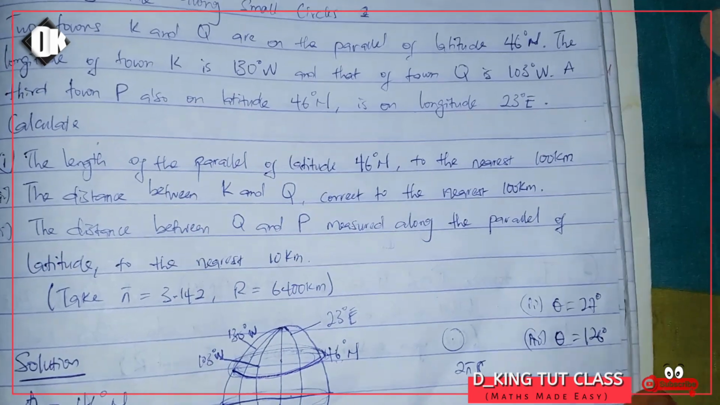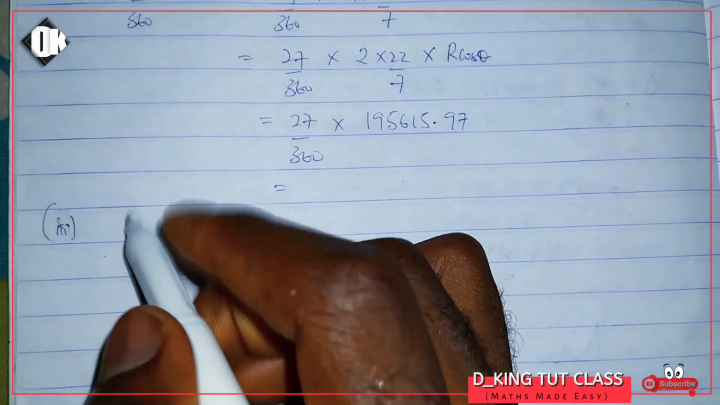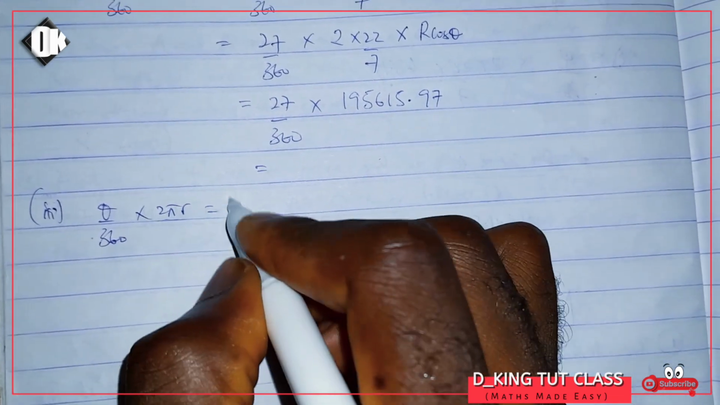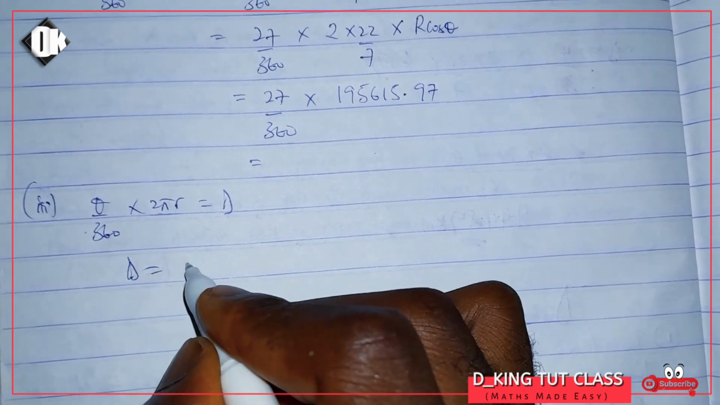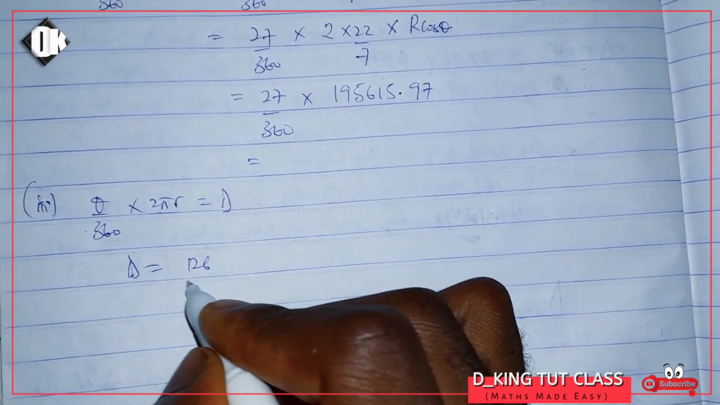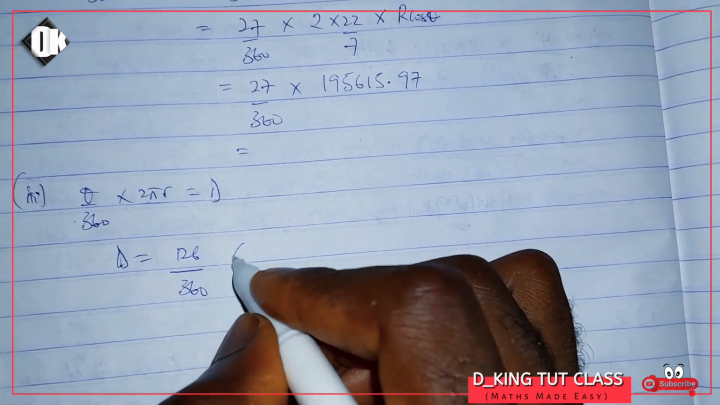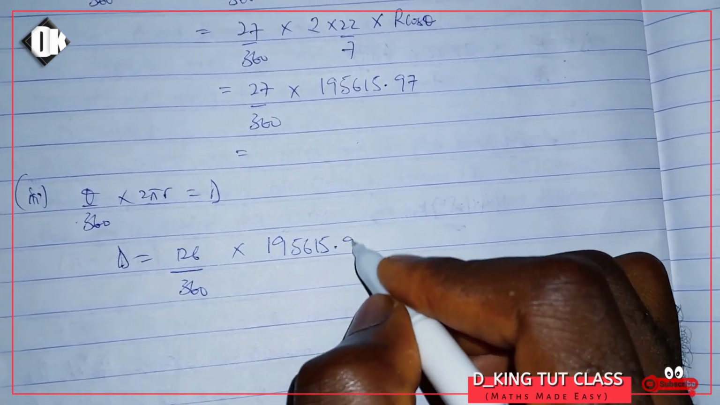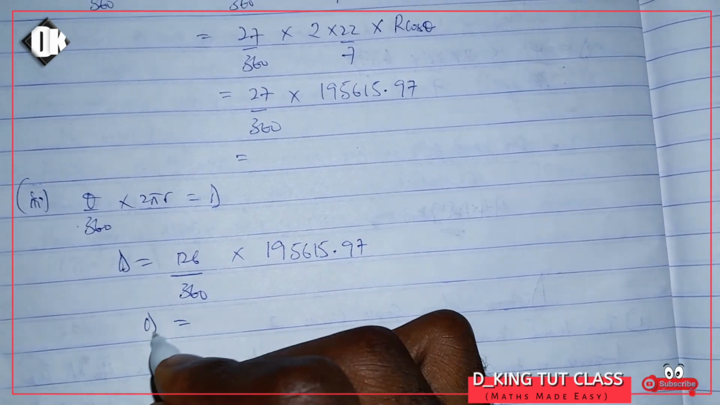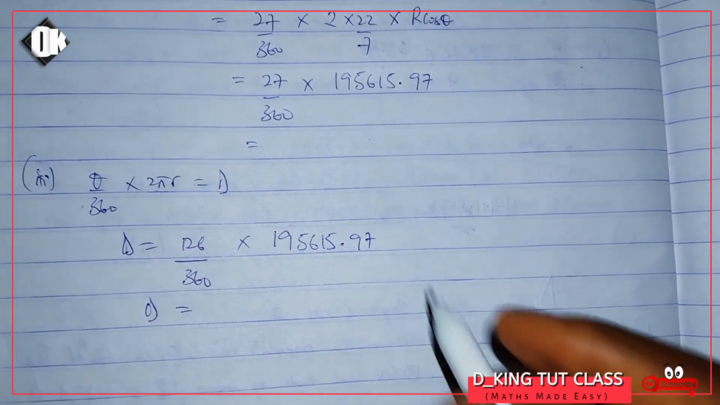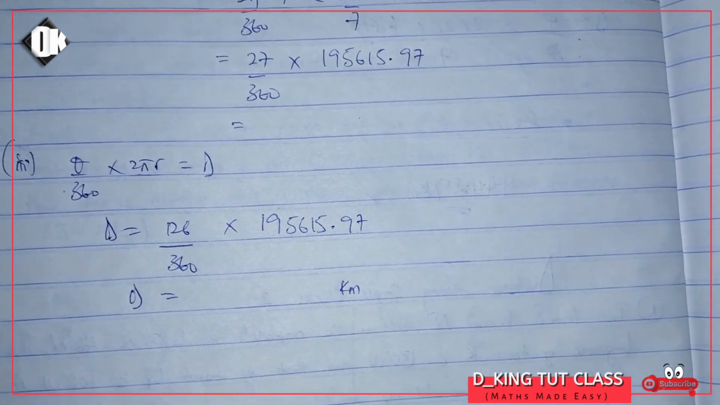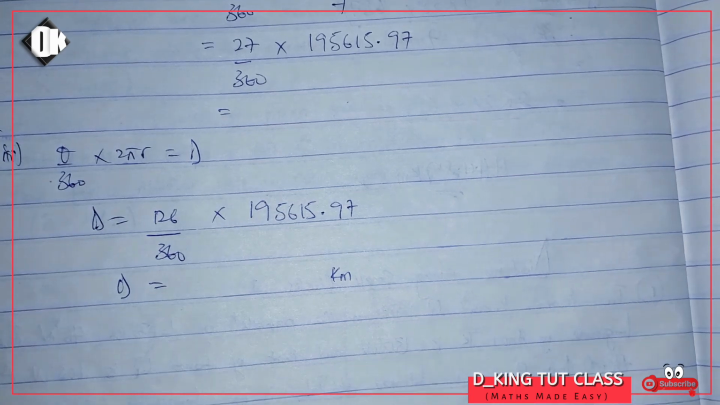Let's use the same formula to solve and get the answer. Theta over 360 times 2 pi r, which equals my distance: d equals 126 over 360 times the same thing, 195,615.97. Whatever you get here becomes your answer in kilometers. After which you take it to the nearest 10 kilometers in this case. Then as simple as that.